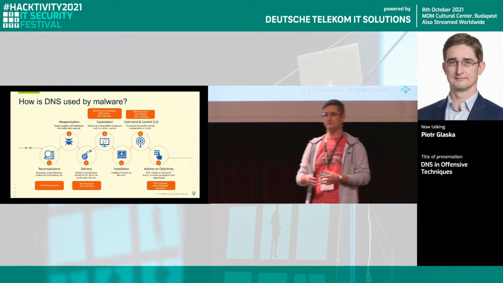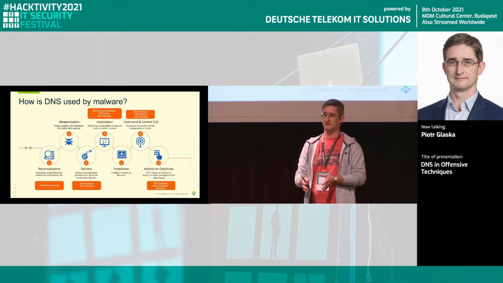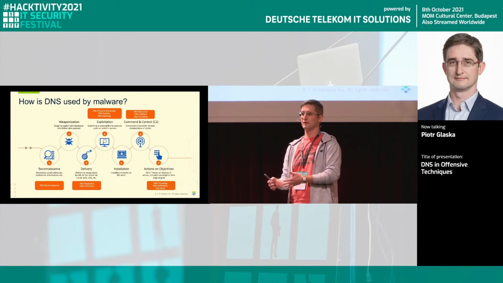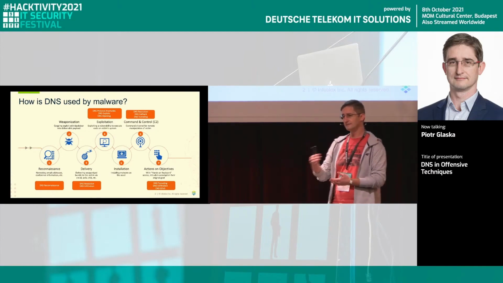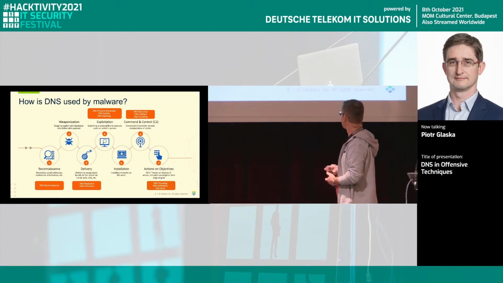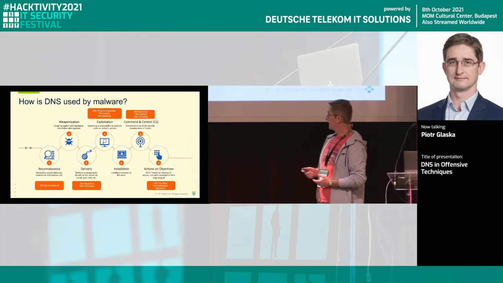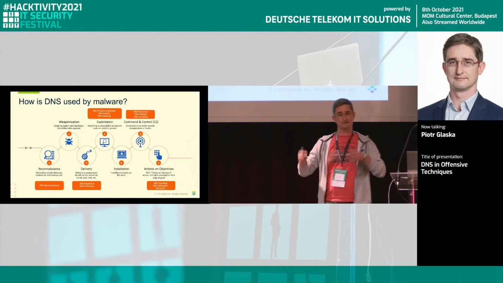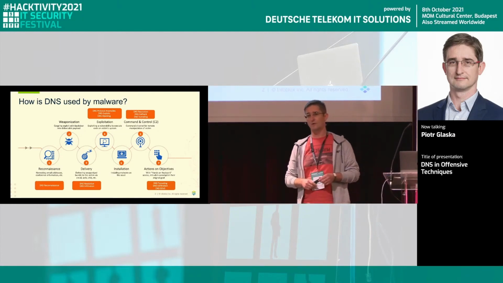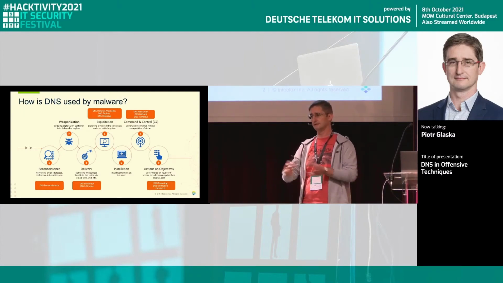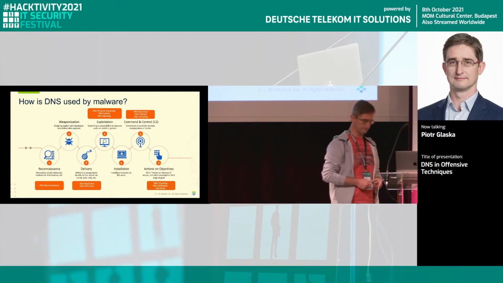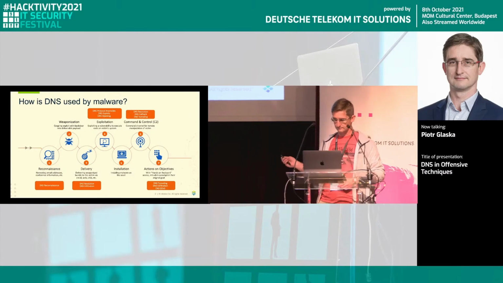Because most vendors are focusing security systems on web traffic and mail traffic, so the most popular. But there is this third most popular protocol, which is DNS, and it's often overlooked. We start today with the last phase, actually. So the attacker is in, and let's see how the attacker can leak data out of the victim's infrastructure.